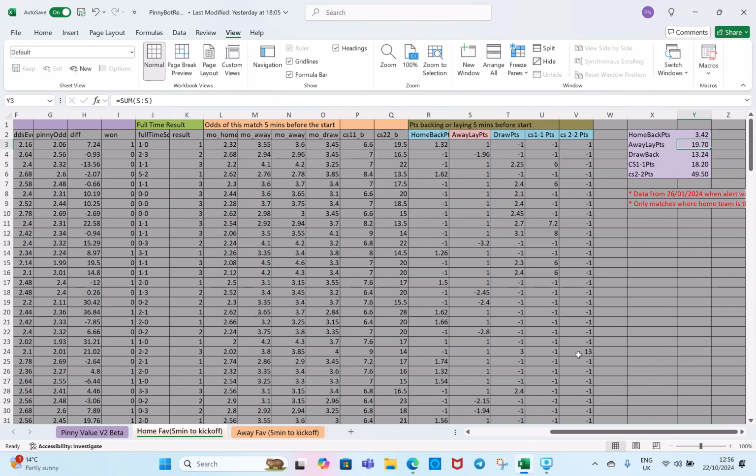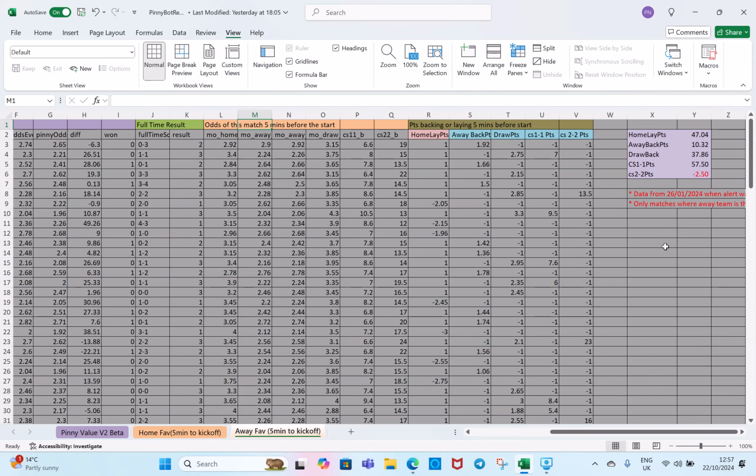However, Johnny's come up with a thing where you lay the away side for 0.8 points. Say if we're looking at the home, he'd lay the away side for 0.8 points, back the draw for 0.1 point, back 1-0 for 0.1 point, and back 2-0 for 0.1 point. When we're looking at the away, Johnny's system, again, I just lay the home side, but Johnny, 0.8 points, lays the home side, 0.1 point, back the draw, 0.1 point, back 1-0. So that's how we play that.